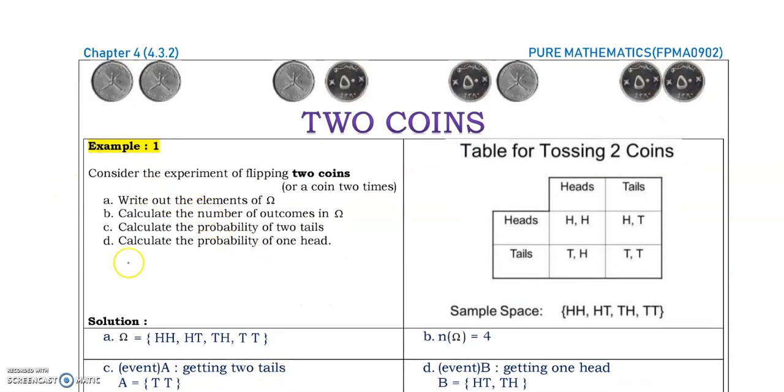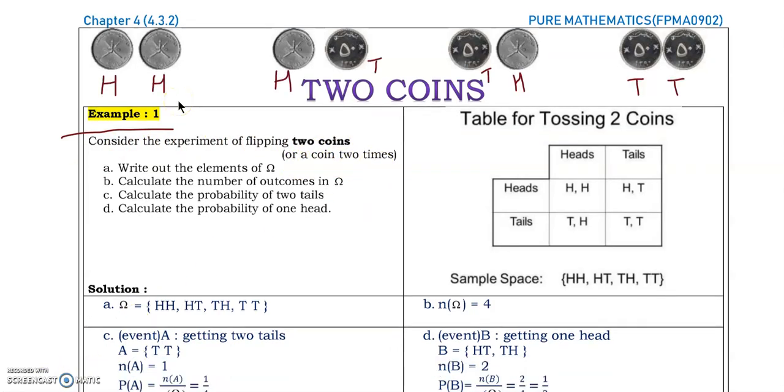You see example 1. Consider the experiment of flipping 2 coins, or a coin 2 times. I have 2 coins. I am throwing 2 coins. So what are the possible outcomes? What are all possible outcomes when flipping 2 coins?